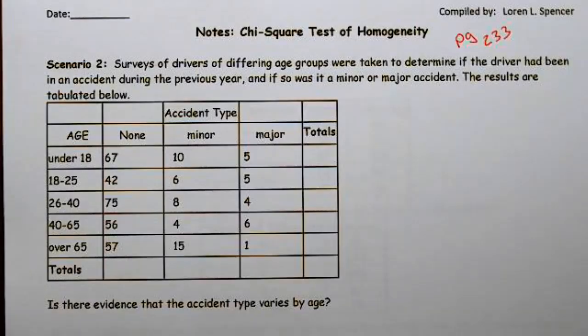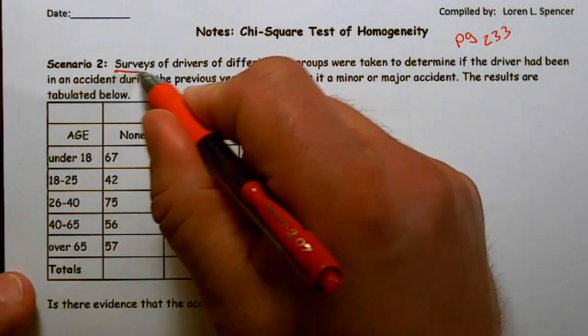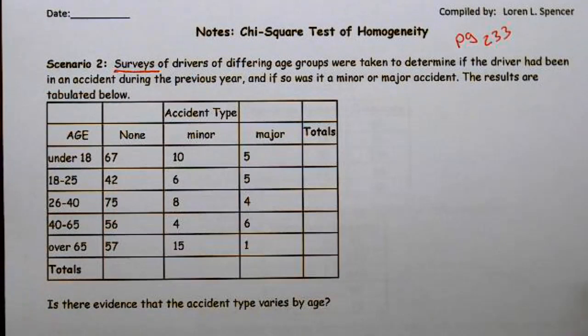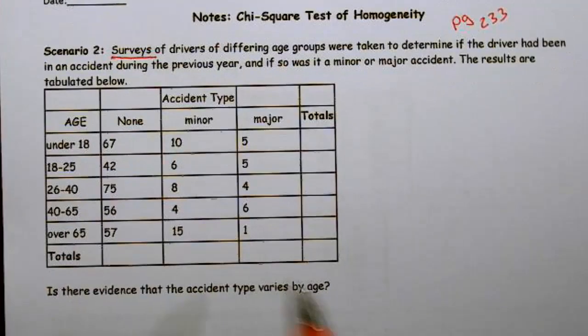All right, this is chi-square test of homogeneity, scenario number 2, page 233 of the note spiral. Surveys of drivers of differing age groups were taken to determine if, and notice we have a plural here, that might be indicating that we have multiple populations, if the driver had been in an accident during the previous year, and if so, was it a minor or major accident? The results are tabulated below. Is there evidence that the accident type varies by age?